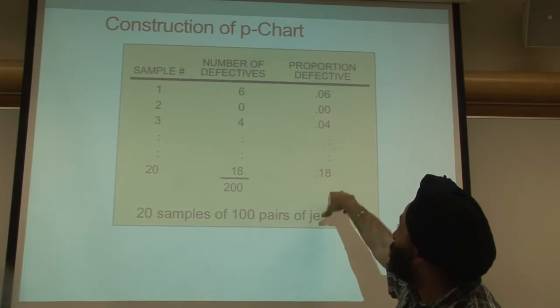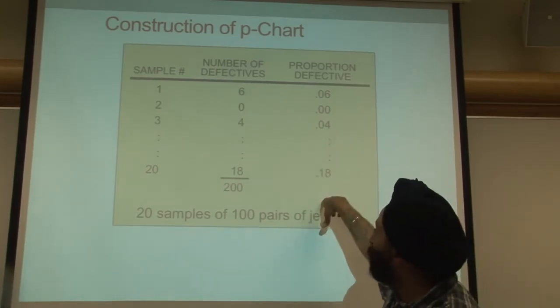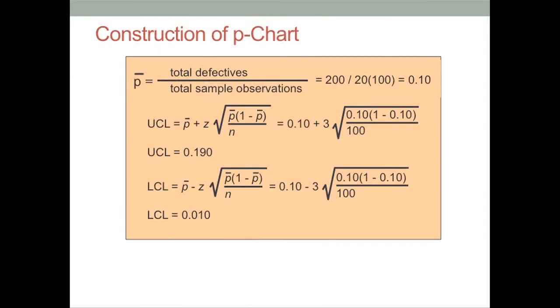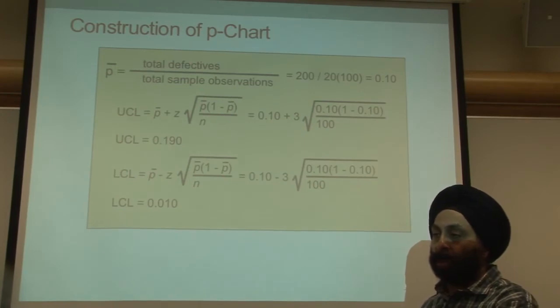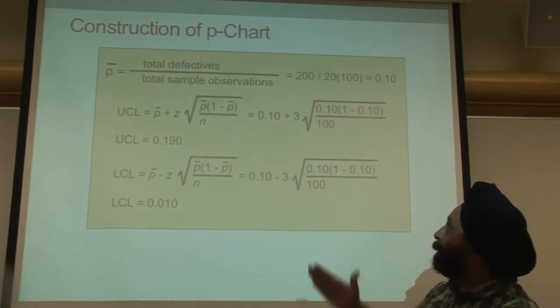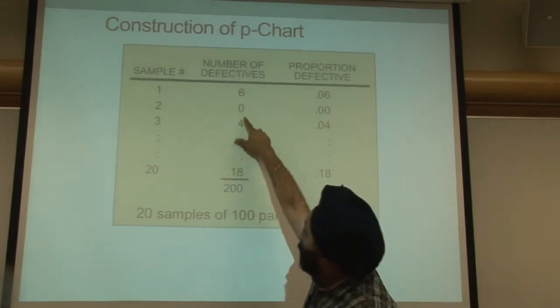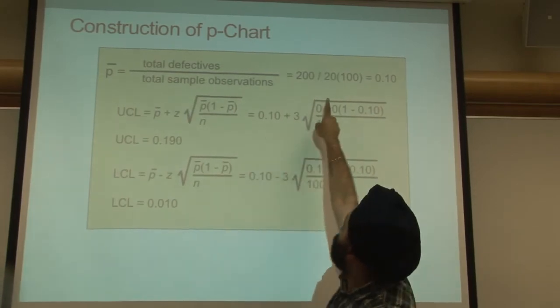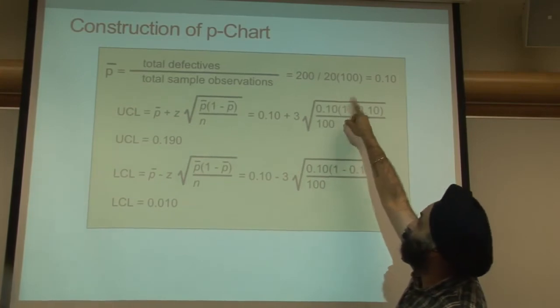So you're calculating this last column, and once you take that and average it out, you get a P bar, which is the average proportion defective. In this case, P bar is the total defectives, adding up to 200, divided by 20 samples times 100 pairs of jeans in each sample. That's 2,000.